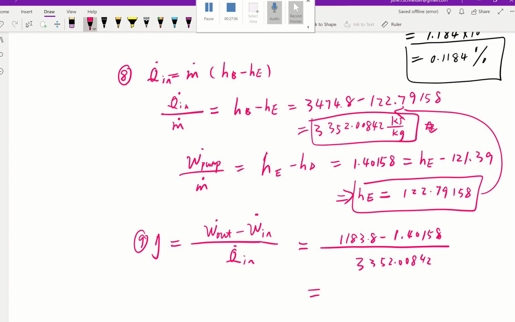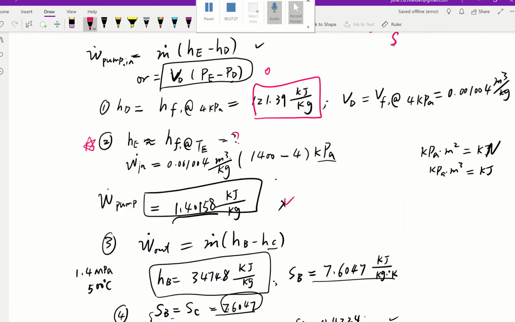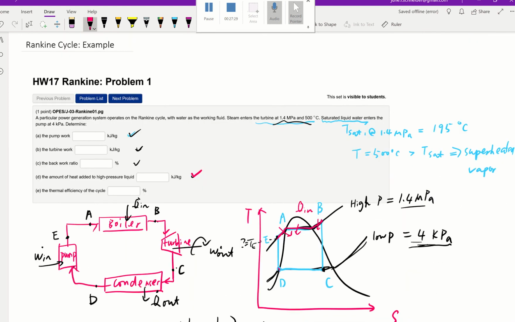1183.8 minus 1.40158, then we divide it by 3352, all right, I think that's enough. That equals, so I have the thermal efficiency for this Rankine cycle as 36.36%. All right, that wraps up this example for the Rankine cycle.